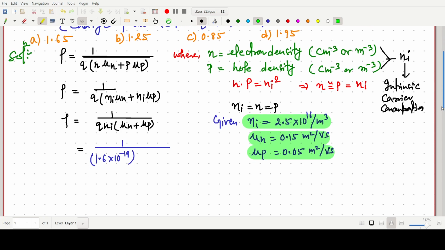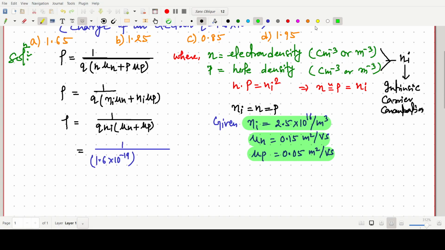So now the overall formula is this. Because electron density and hole density are not given separately, we take from the law of mass action np equals ni square, and we assume electron density and hole density are nearly equal to the intrinsic carrier concentration ni. Then we have to solve this, a simple calculation. You can also write the unit.